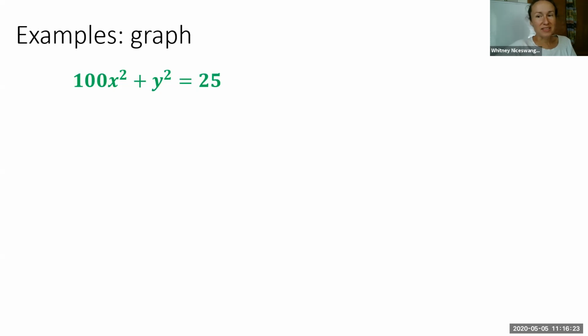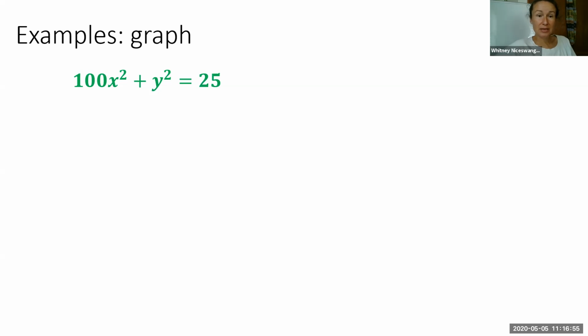Okay, let's do another one. This one's a little bit tricky, and you might have seen something like this with the circle in your homework, okay? So we've got 100x squared plus y squared equals 25. We recognize that this is an ellipse because x and y are both squared, and they're being added. It's not a circle, though, because the coefficients on x and y are different, so we know they're going to stretch differently. Okay.